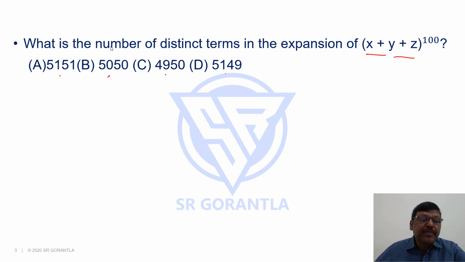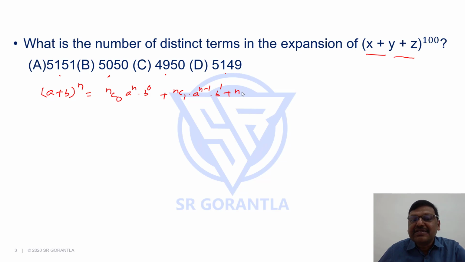Students, if you write the expansion of (a + b)^n, when we apply the binomial theorem, we write it like this: nC0 a^n b^0, nC1 a^(n-1) b^1, plus nC2 a^(n-2) b^2. What we observe here is that we start with a^n and the power of a comes down: n minus 1, n minus 2 and so on. The power of b, we start from b^0.